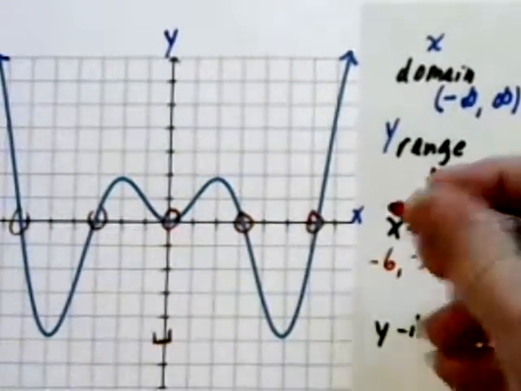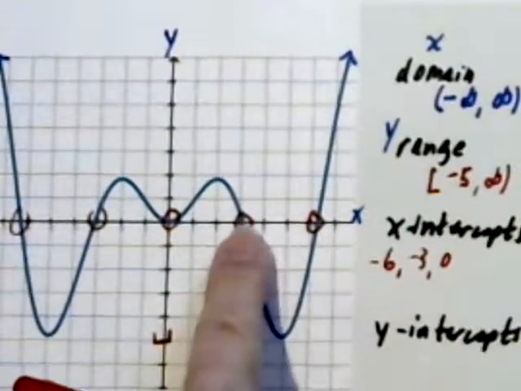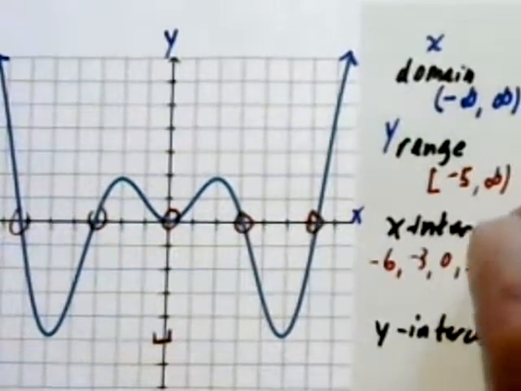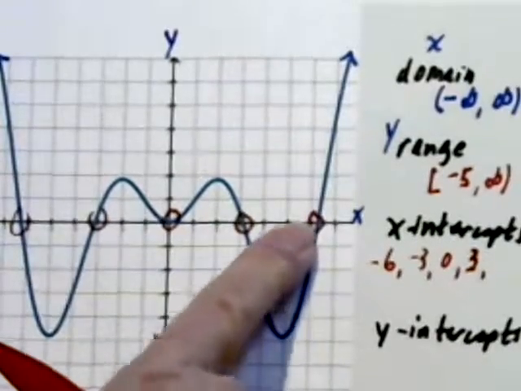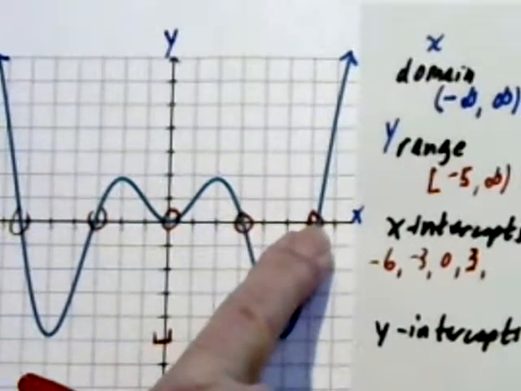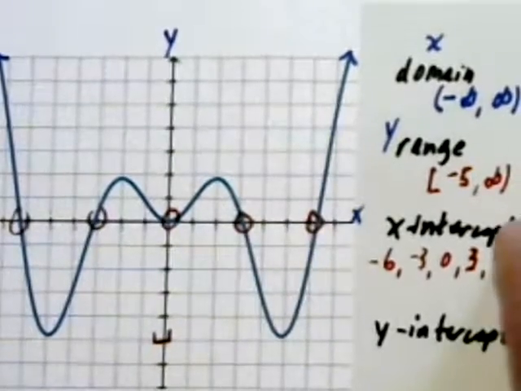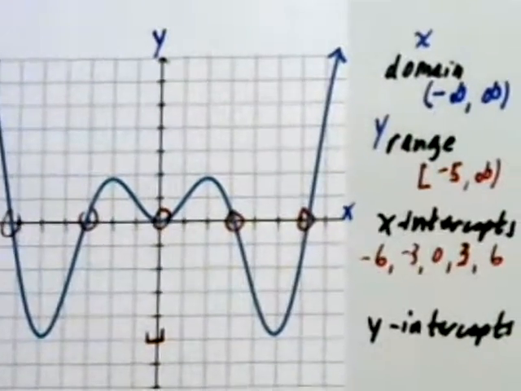We have another one here at -3. We have one here when x is 0. We have one here at 3. And then again in positive territory, here x is 6. Our intercept is slightly greater than that, but I'm going to approximate it and say that it is 6.